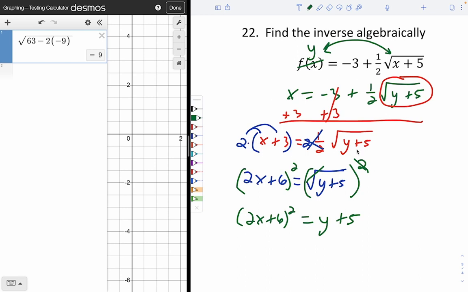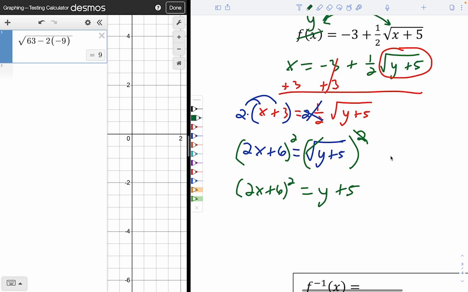The good news is, since we're just trying to create an equation, we're not actually trying to get a single number out of this. You don't need to actually distribute this. You can just leave it like that, and then you can get y by itself by subtracting the 5 over. So 2x plus 6 squared is equal to y. Oh, sorry, minus 5. Oops. Minus 5 is equal to y.